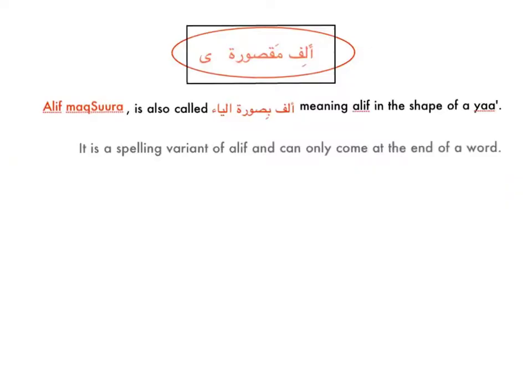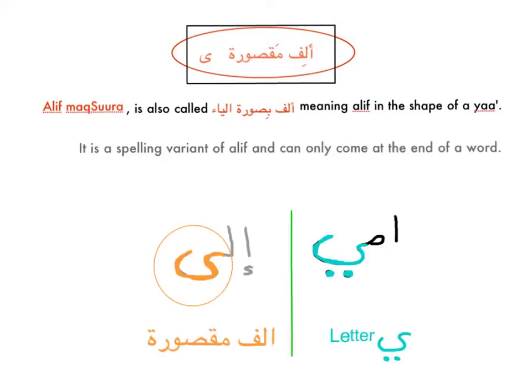Assalamu alaikum. In this section, we will cover Alif maqsoora. Alif maqsoora is also called Alif bisurat al-ya, meaning Alif in the shape of a ya. It is a spelling variant of Alif and can only come at the end of the word. Here you see Alif maqsoora is circled in the word ila. It is important to know that the only difference between ya and Alif maqsoora is that there are two dots on the ya.